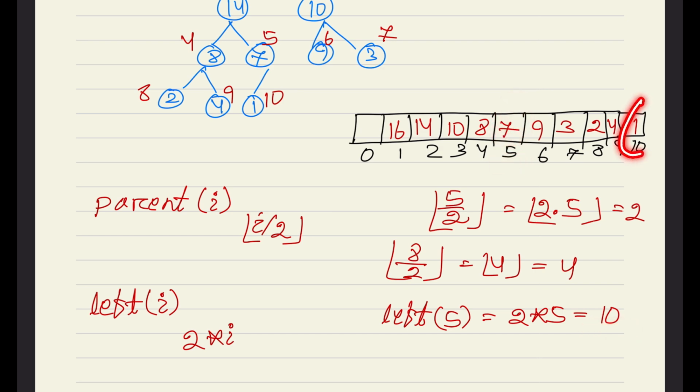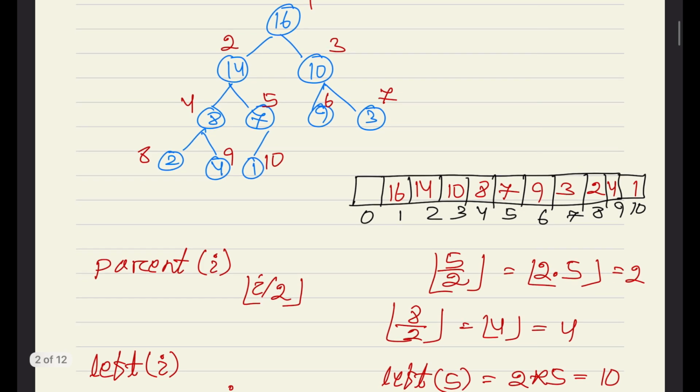So which one is at index 10? Index 10 is 1. Here you can see the left child of this 7 is 1. Or you can see from here, if we want to find the index of its left child, its value is 5. So 2 into 5, the left child index is 10.